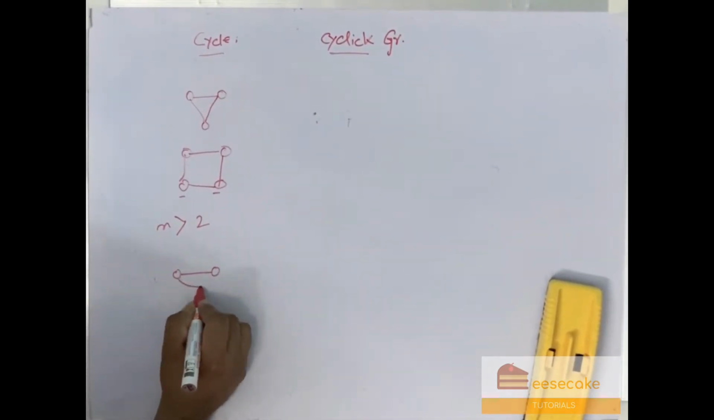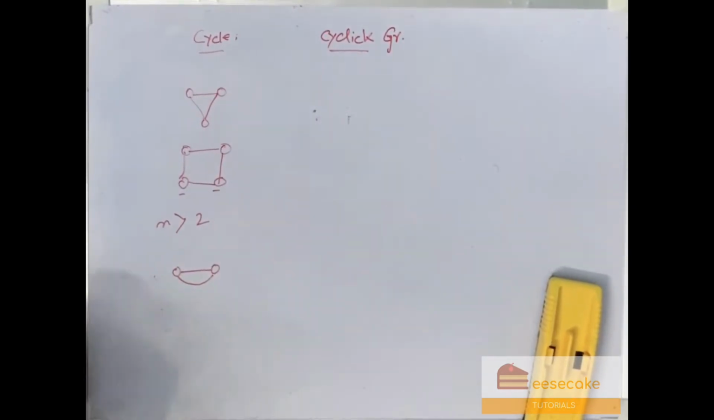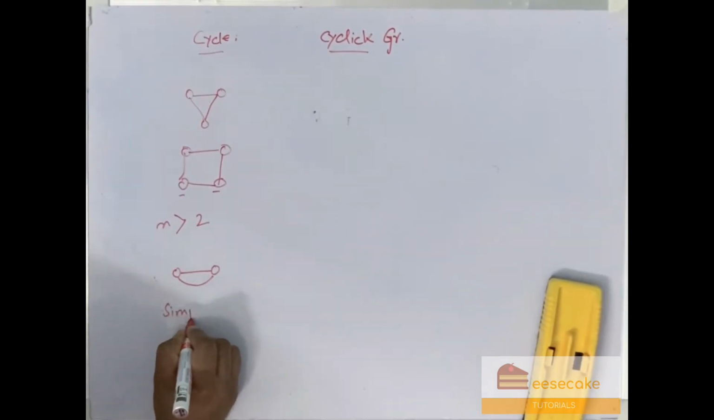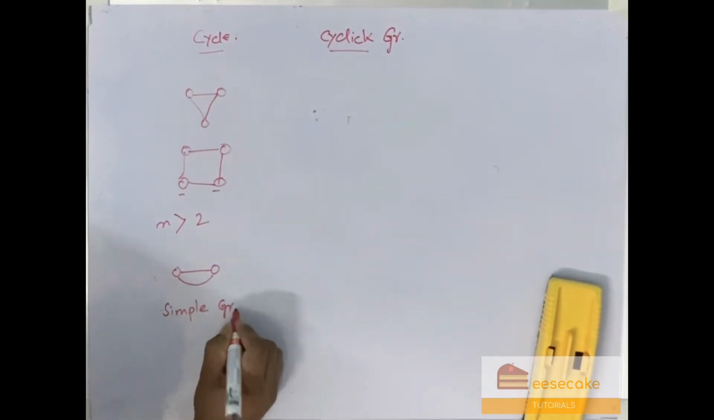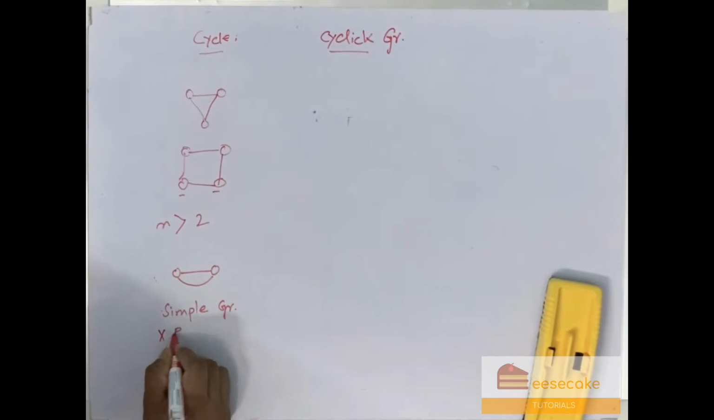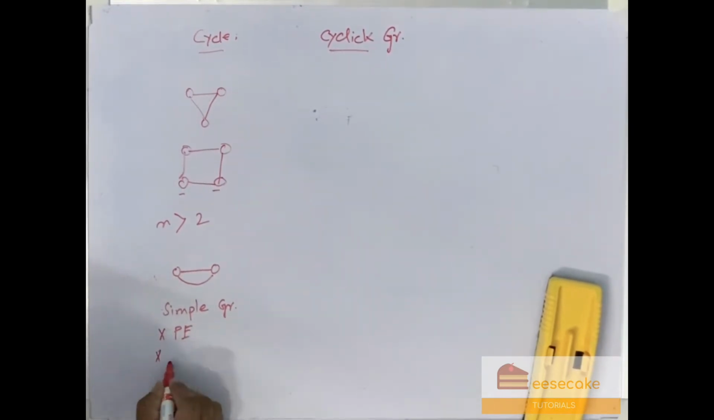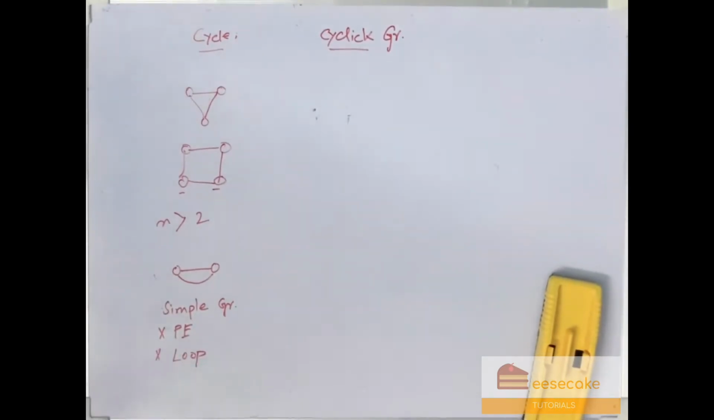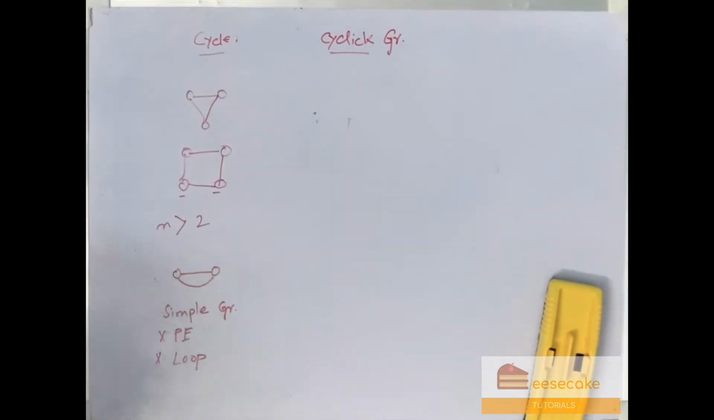Now you can say it can have parallel edges. So basically I am talking about a simple graph, and by the definition of a simple graph there cannot be any parallel edge, there cannot be any loop, right? In the very beginning of the course I said it. So this is what a cycle is.